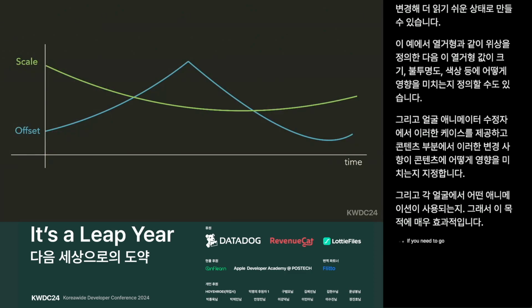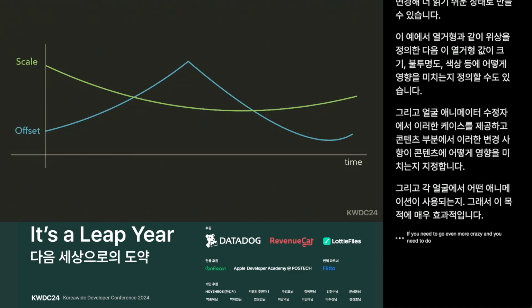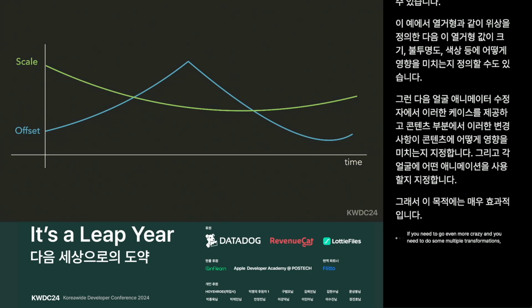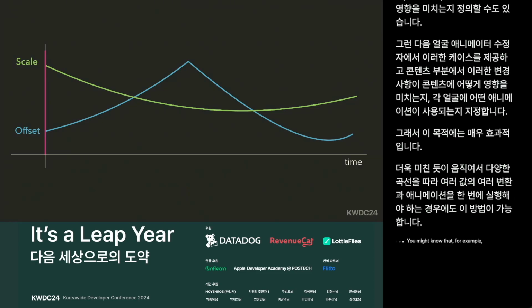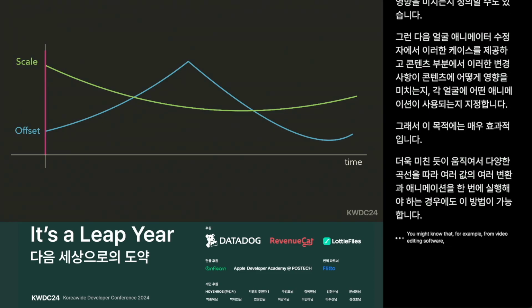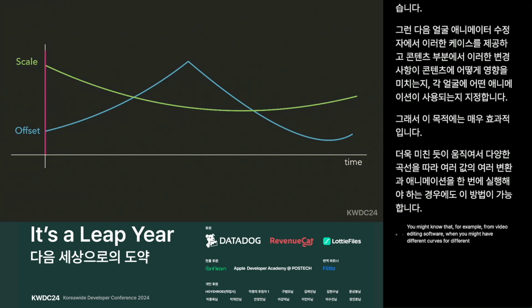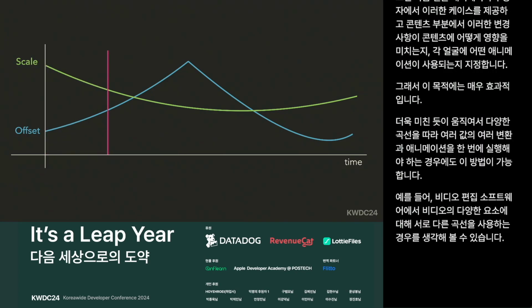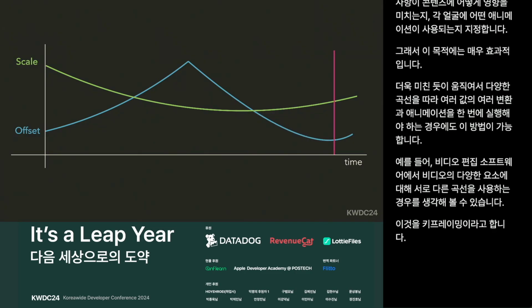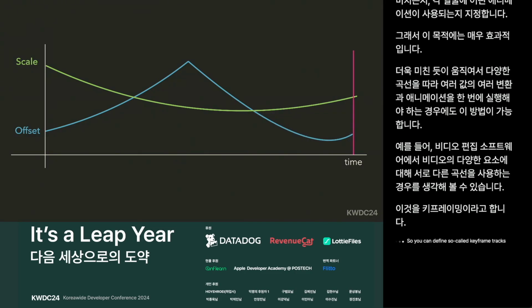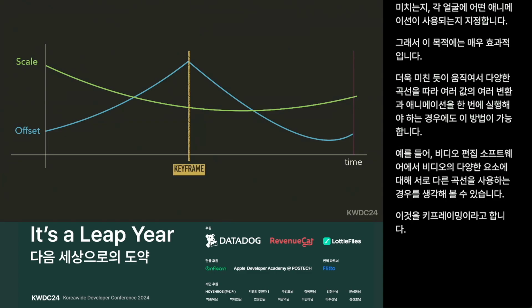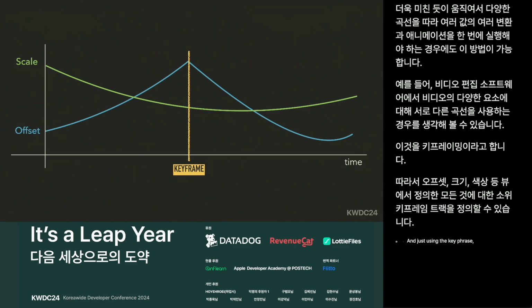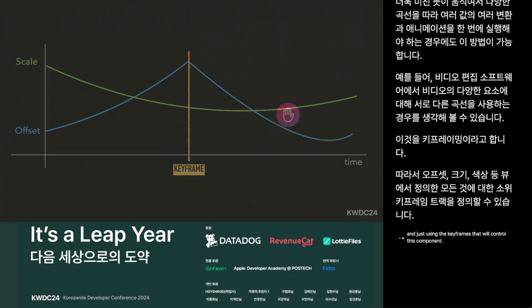If you need to go even more crazy and you need to do some multiple transformations and animations of multiple values at once following the different curves, this is also possible. You might know that, for example, from video editing software, when you might have different curves for different things in your video, and it's called keyframing. So you can define so-called keyframe tracks for offset, scales, colors, again, anything you define in your view, and just using the keyframes that will control these complex animations.